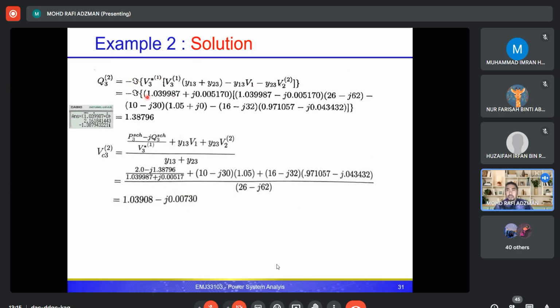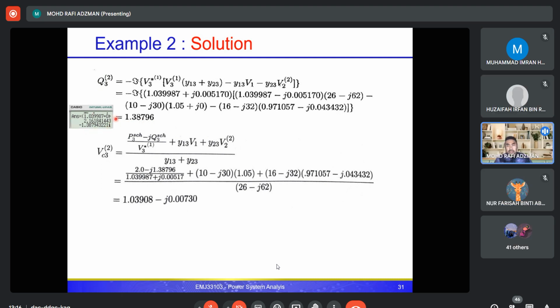Okay, so put back all the values. So you find that Q32 will be minus 0.38796. Okay, so this is what I could do. I found that the complex for Q3 equal to 2.16184 minus 1.387 I. Okay, so you just need to find the imaginary value. Okay, so use this to find VC32.